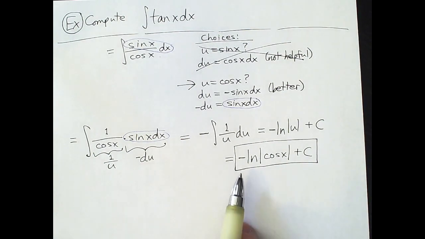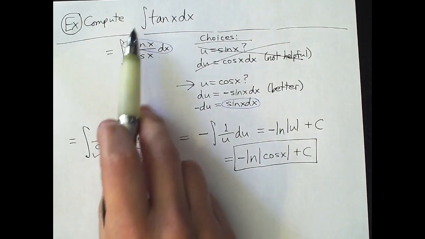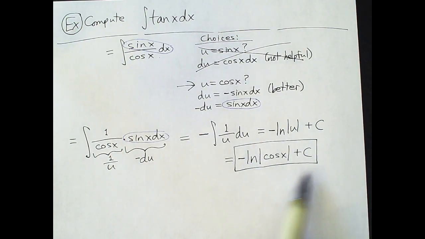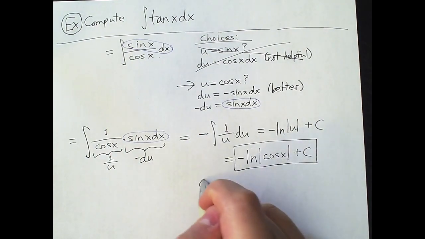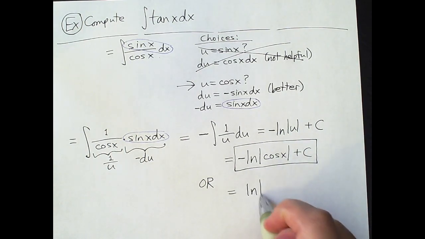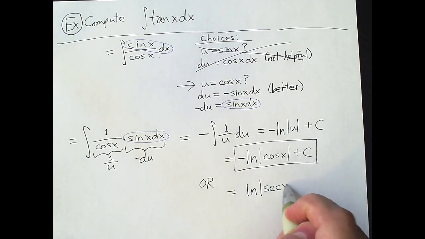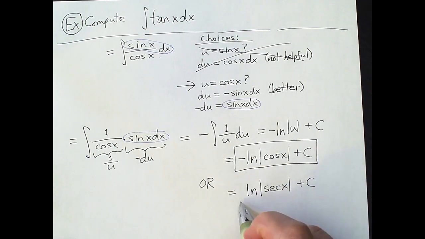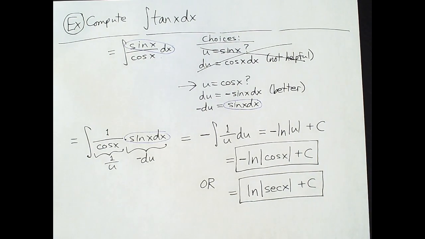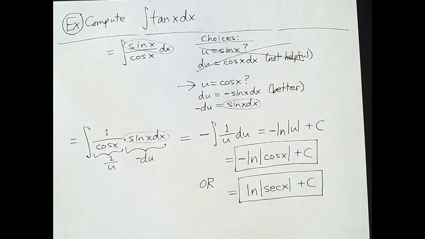Another thing I wanted to say is that if you ever look up the integral of tangent x, you might see it written another way. Sometimes it's written as ln absolute value secant x plus c. And these are equivalent answers. Can you see why these answers are equivalent?